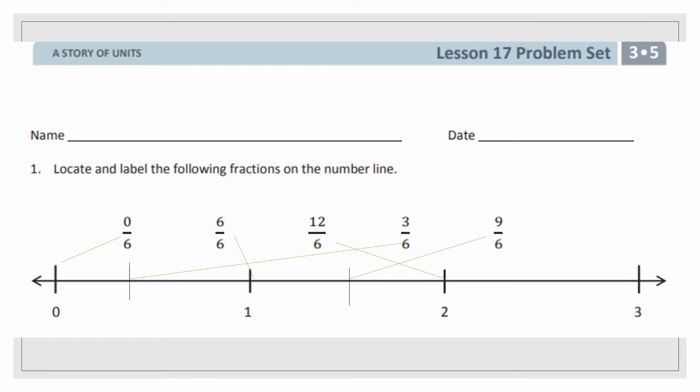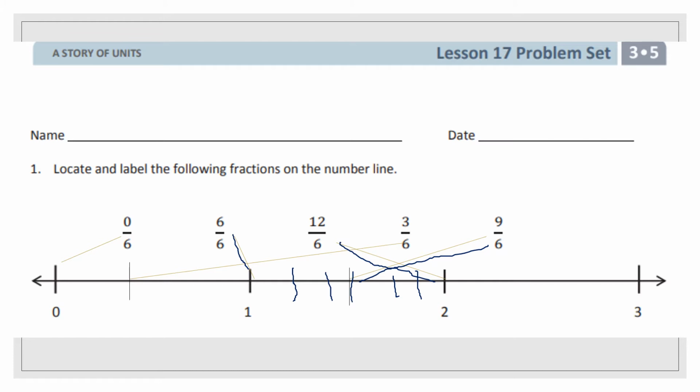As you can see, I'll do it in color so you can see 0/6. For 6/6, it is right here because that's one whole, 6 over 6. 12/6 is over here, like we said, 6 times 2. 9/6 is over here because it's in between the 6/6 and 12/6. So think about it, you have 6/6, 7/6, 8/6, 9/6, 10/6, 11/6, 12/6.